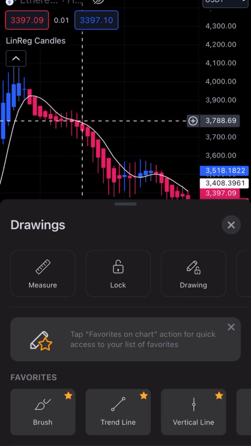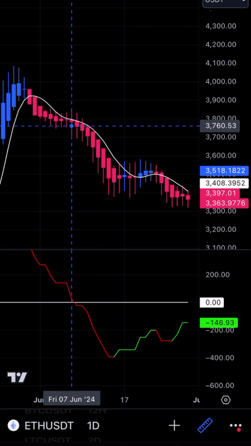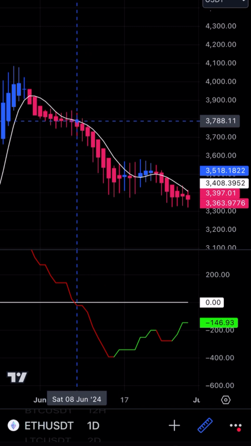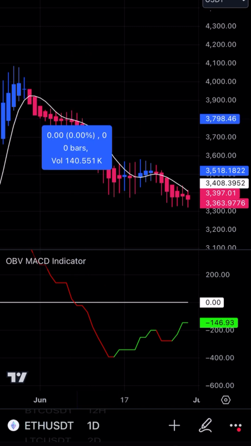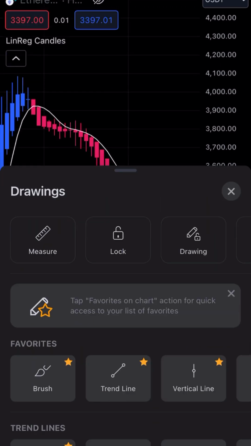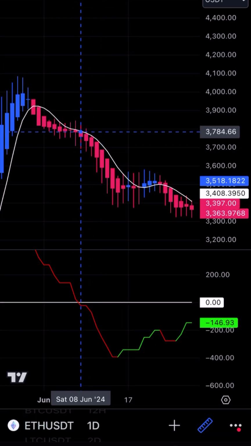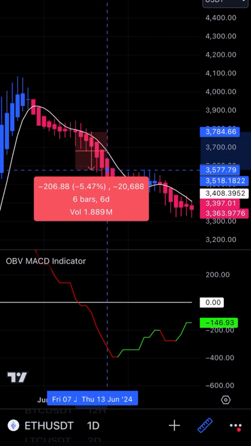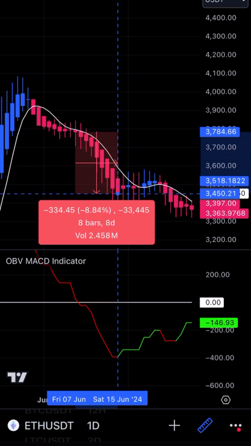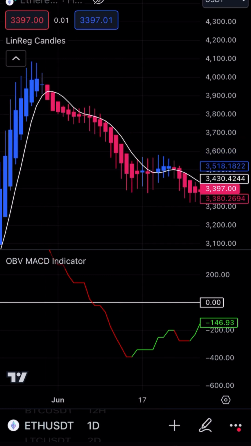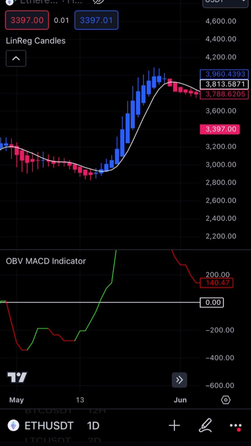So right here, we see it crossing down, and then we see it crossing down with the linear line. Right about here, you get in right about there. If you came in right here, you would have made $334 in 8 days with a 0.01, which is not bad.